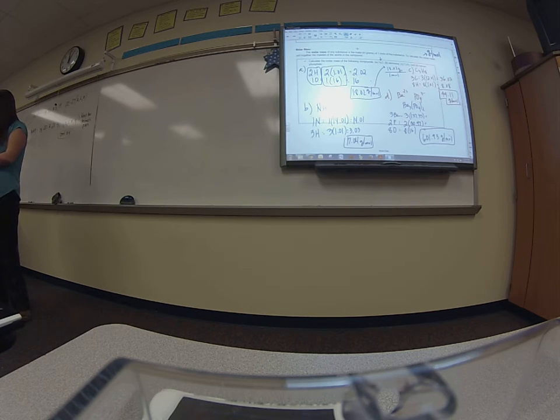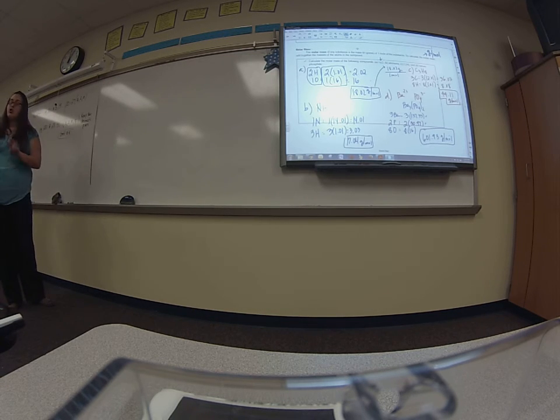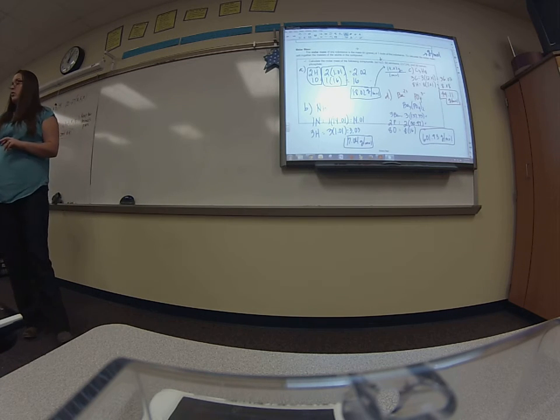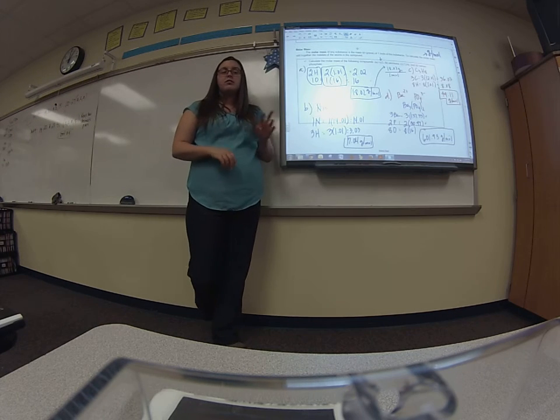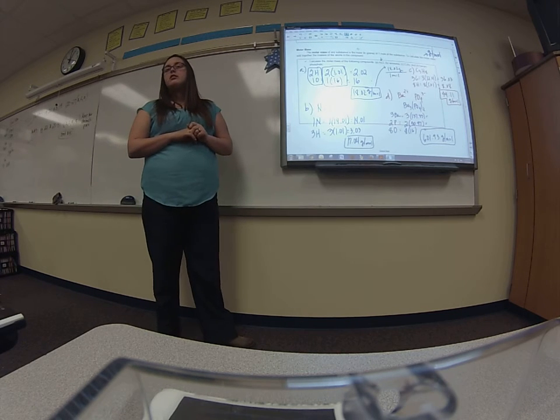Now, on molar mass calculations, you can make a note to yourself. You need to keep two decimal places on all of your answers. So don't worry about significant figures right here. You're keeping 2 decimal places on all of your answers. Any questions on that? What do you need, Ben?